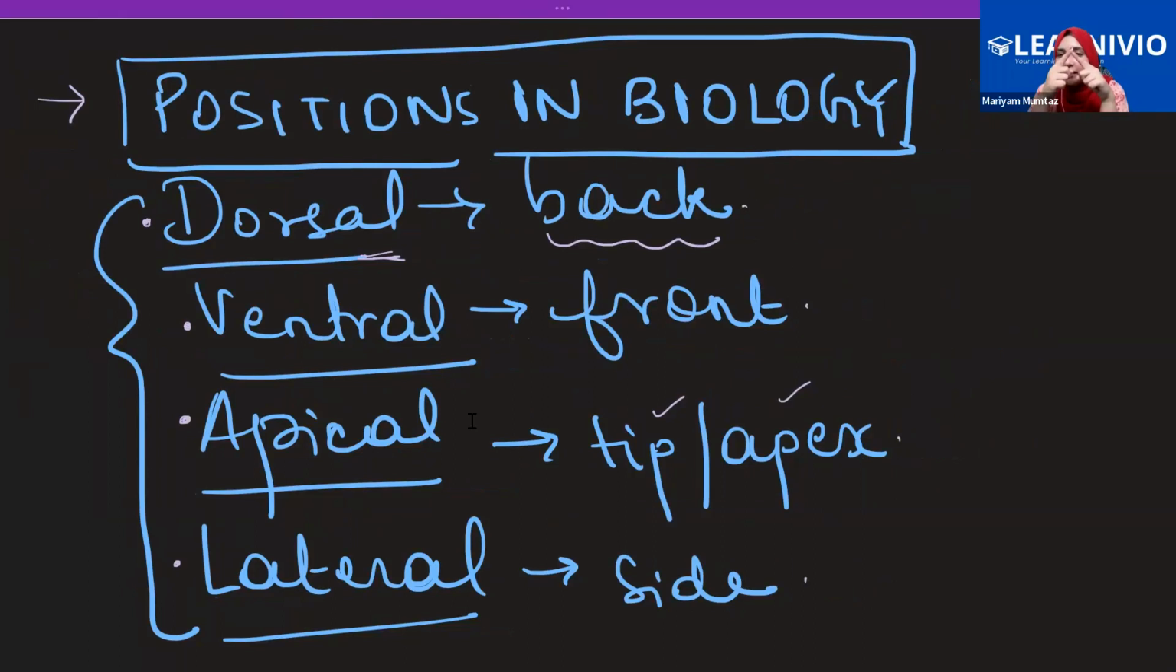The tip of anything is how we say it in normal English, but the tip portion is called the apical portion in terms of biology. And the sideways portion is called the lateral in biology. This much is clear? Yes, ma'am.